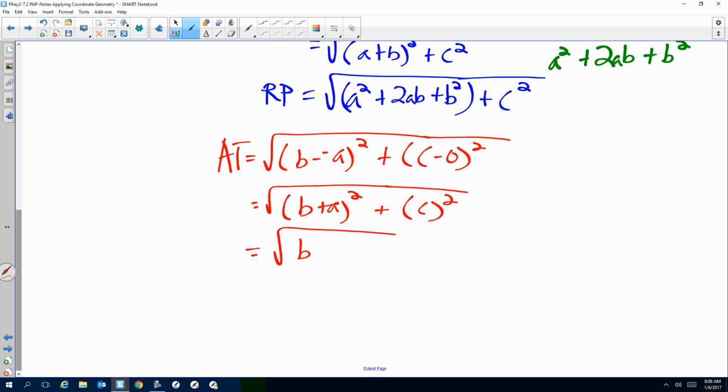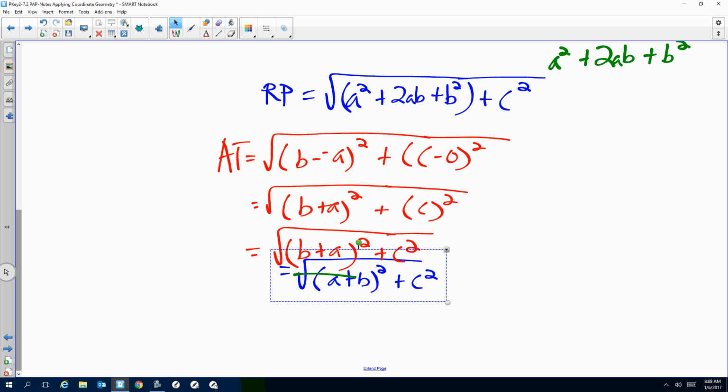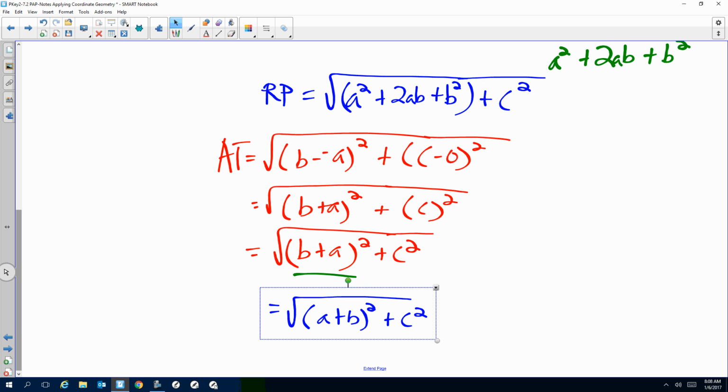Now, I want to show you something real quick. Okay? You should know how to simplify this part using the box method. But we're just going to stop real quick, because what I want us to go back to is right here. I'm going to bring this down. This is what we had for RP, okay?